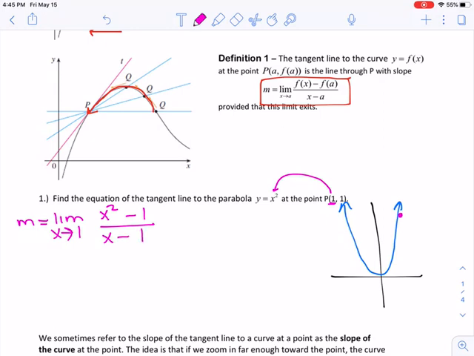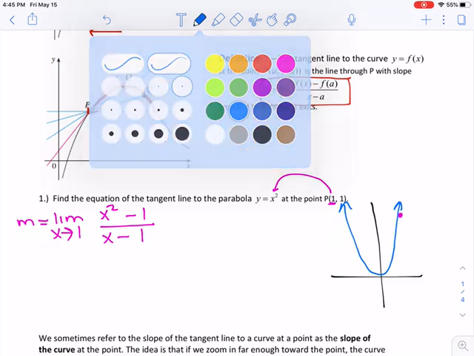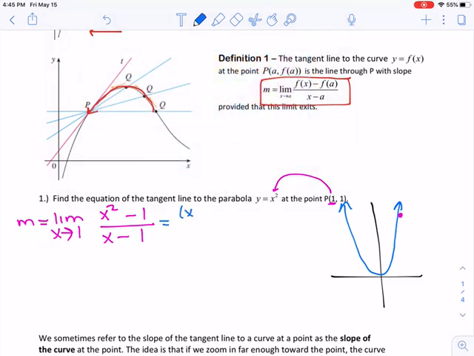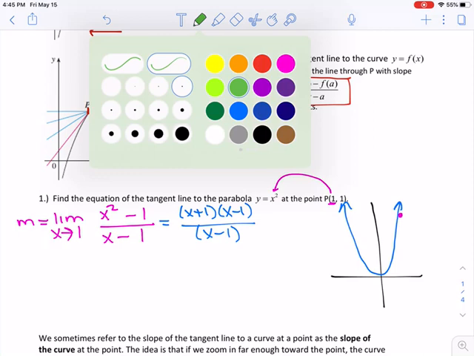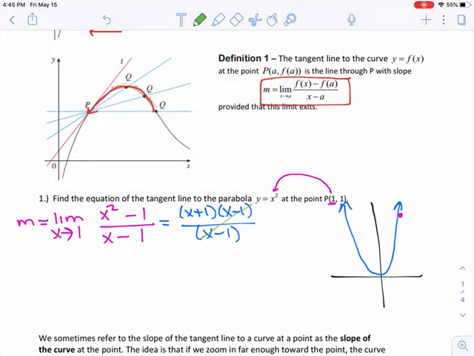Well, this works out nicely. I can use the difference of squares in my numerator and factor that as an x minus 1 and an x plus 1, all over x minus 1. My x minus 1's are going to cancel, and I can find the limit as x approaches 1. When I plug a 1 in for my x, 1 plus 1 is 2. So that's going to tell me at the point 1, 1, my slope of my tangent is 2.